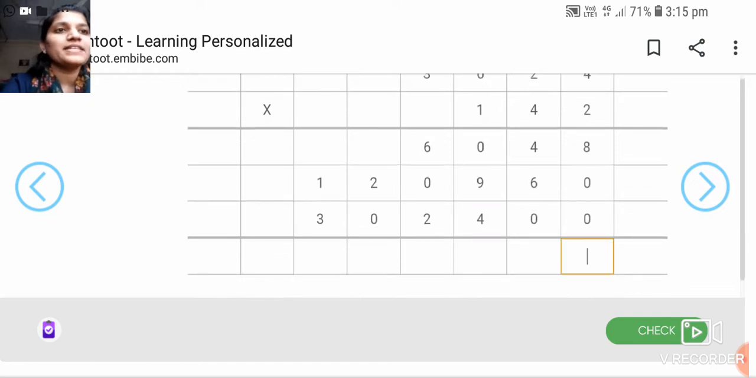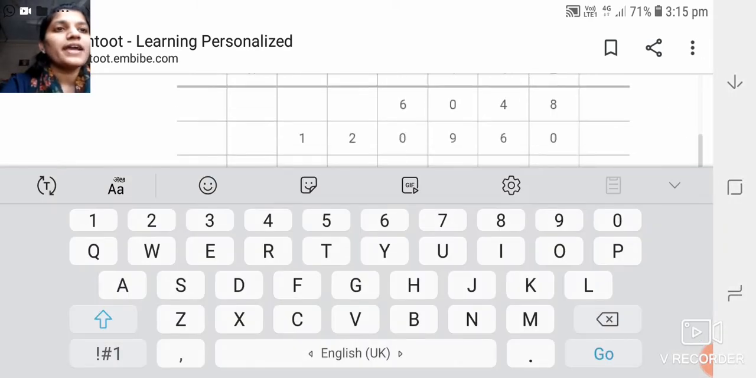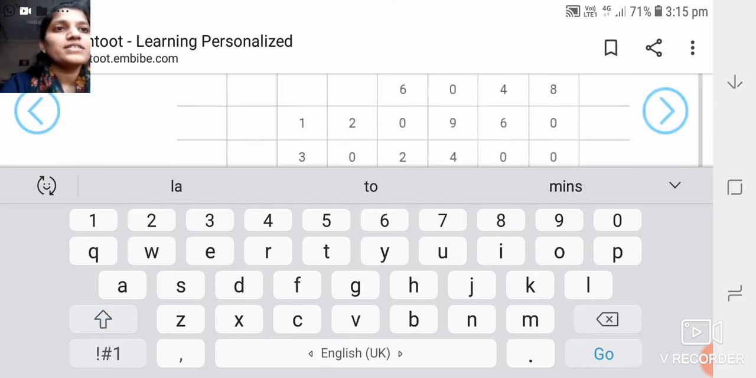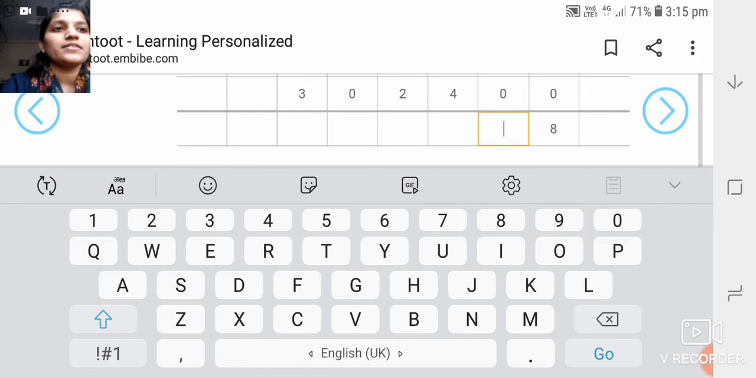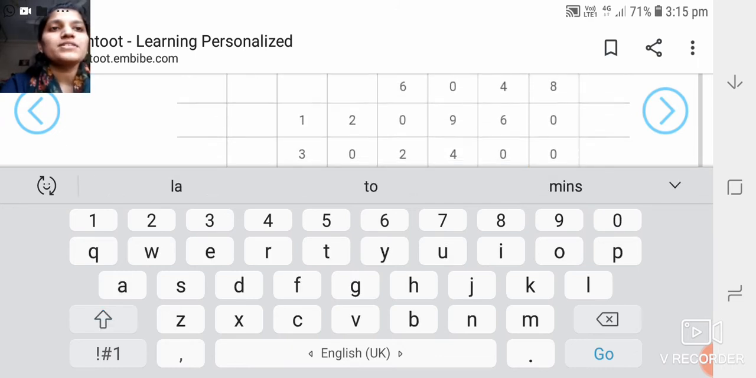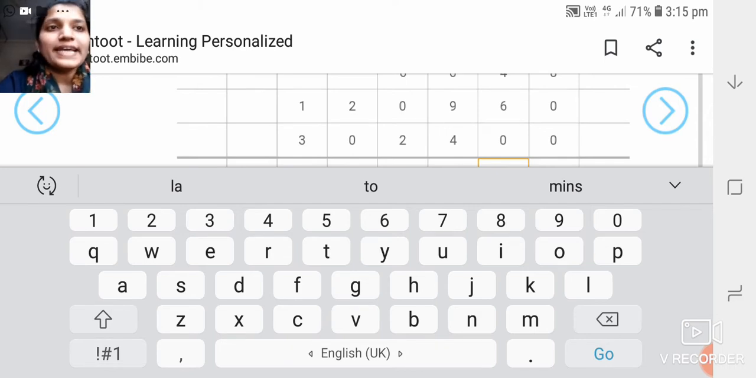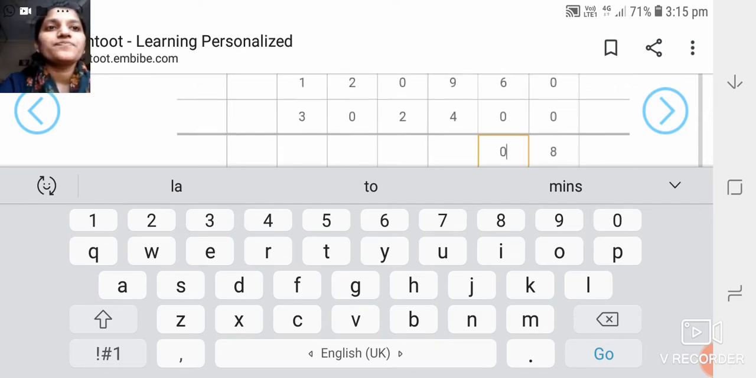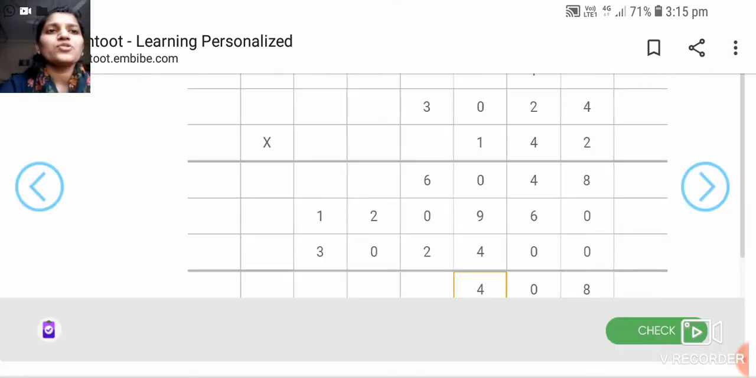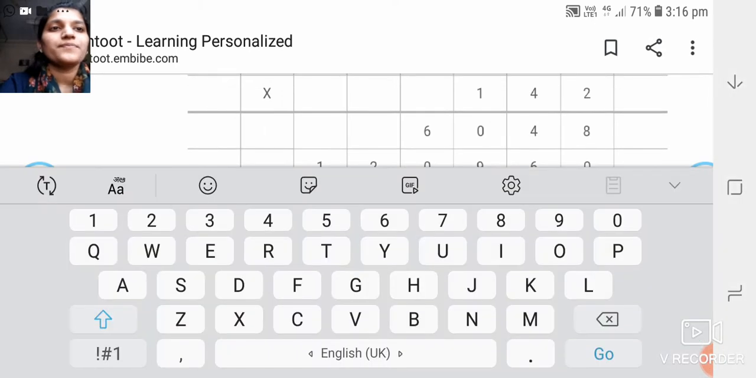So we are going to add now. 8 plus 0 plus 0 is 8. 4 plus 6 is 10. 10 plus 0 is 10. So 0 will be here, 1 will be carryover. 9 plus 0 is 9. 9 plus 1 is 10, and 10 plus 4 is 14. So we are going to write here 14. Here we don't have any place to write the carryover, so we can just remember that we are going to take carryover. So 1 is carryover. 6 plus 1 is 7. 7 plus 2 is 9.